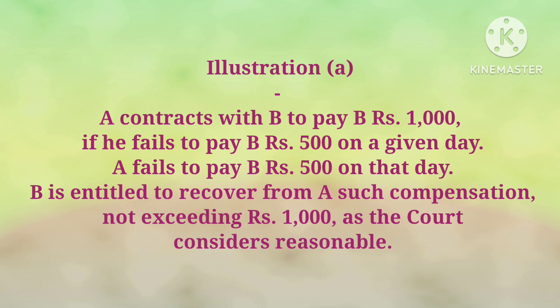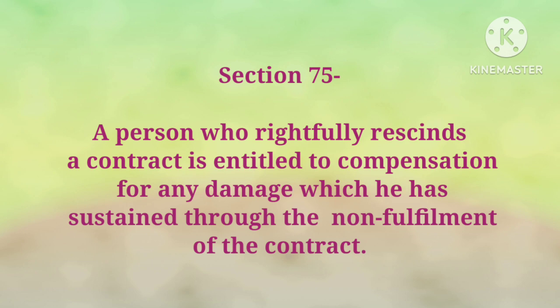Though that compensation will be decided by the court, that is, the court will decide how much compensation B will receive from A, that compensation will not be more than rupees 1000 as it has been earlier decided by the parties under that contract. So, this is compensation for breach of contract where the penalty is stipulated for under the contract. Now, coming to section 75 of the Contract Act.